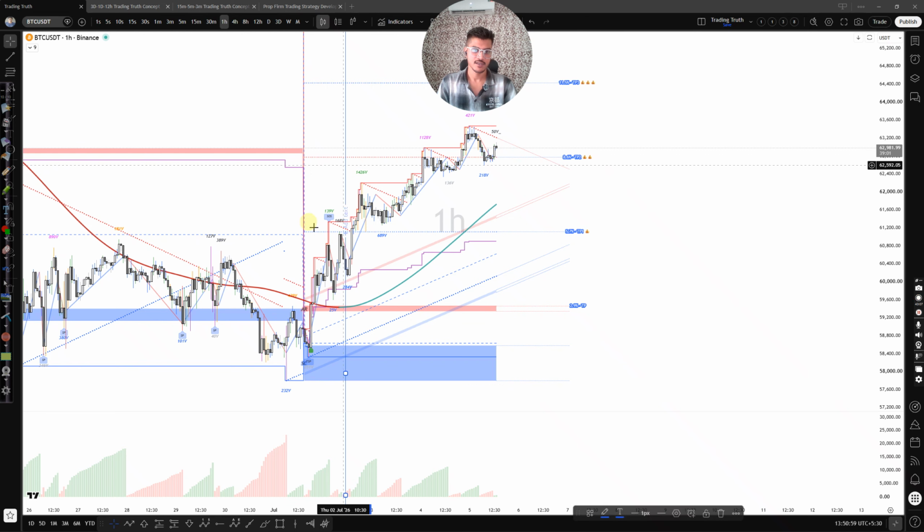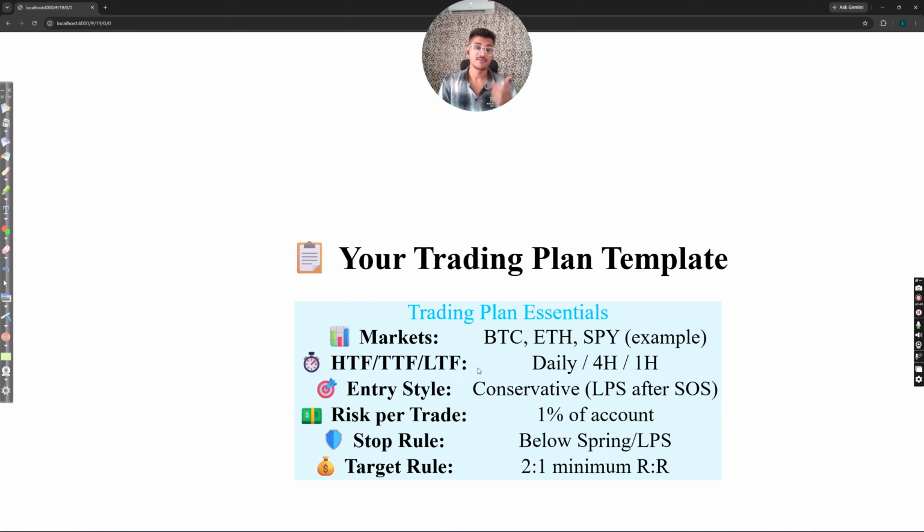So this is going to be your trading plan template. As I told you guys, we need markets: Bitcoin, Ethereum, SPY. Make sure they're highly liquid. Then higher time frame, trading time frame, lower time frame, with daily, 4 hour, 1 hour, and 15 minutes. Then you need your entry style: is it a conservative LPS after sign of strength, or just spring? Risk per trade is going to be 1% of account. Then stop loss rule is below spring or LPS. Target rule is minimum 2:1.